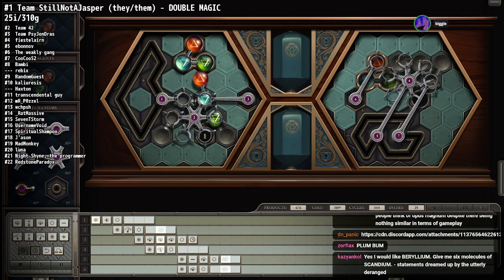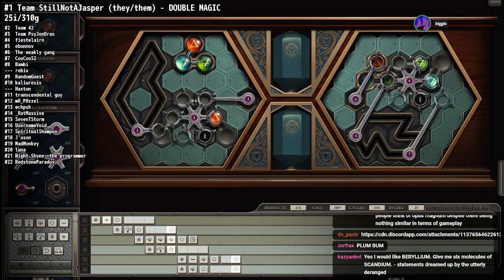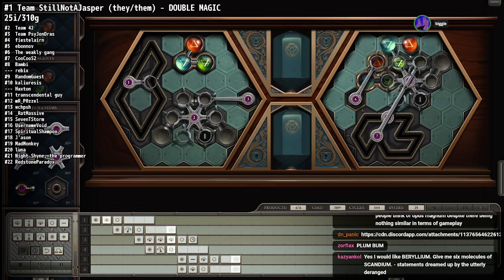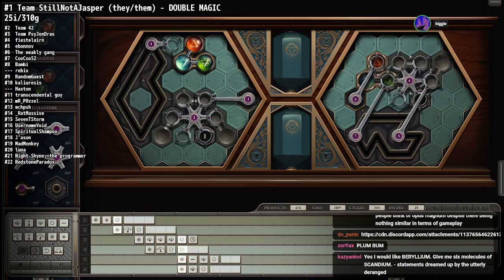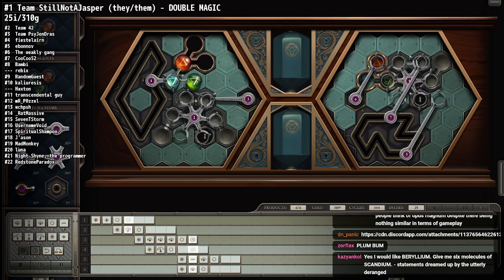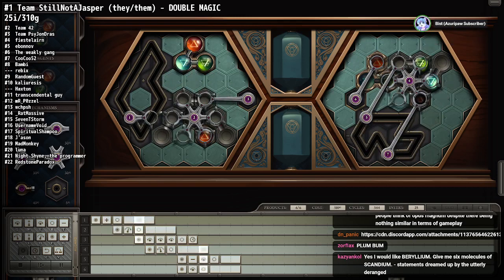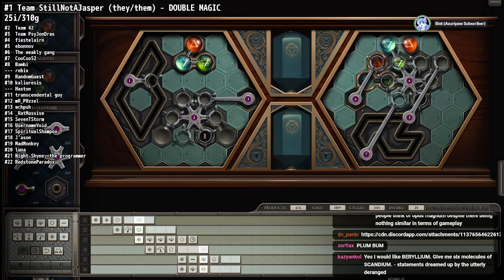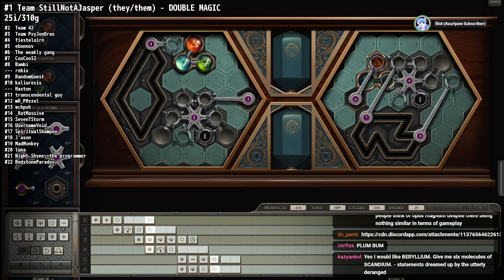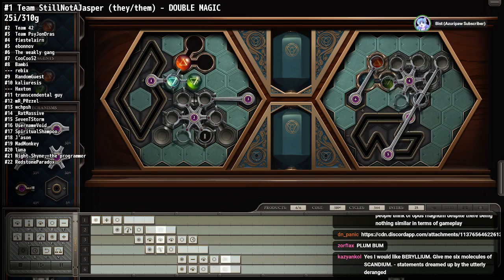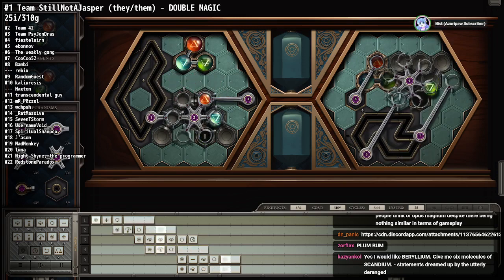This is pretty magical, honestly. Just looking at how far apart the different outputs are actually created. There are strange gaps between the 3 cases in the ghost gift. As I'm being like, yes, I would like beryllium. Give me 6 molecules of scandium. Statements streamed up by the utterly deranged. Lithium. Yeah, and one of the, sodium?